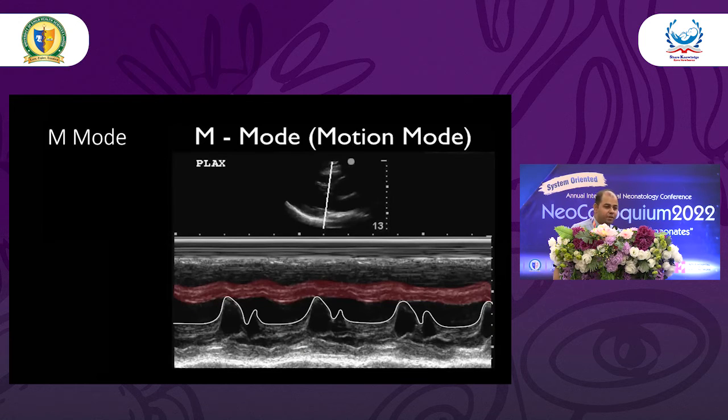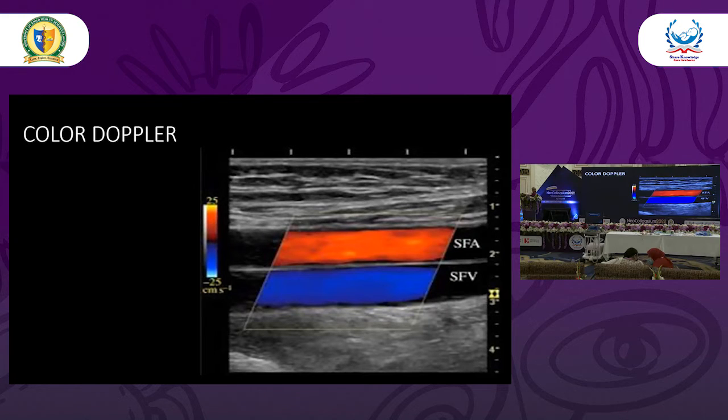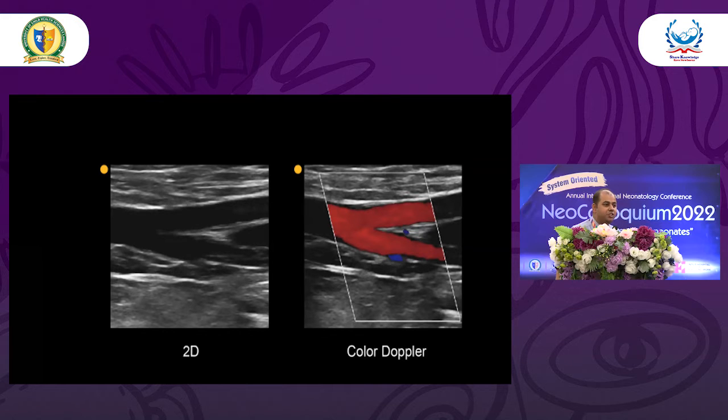Then there is an M mode. We'll not go into the details. It's mostly used nowadays in echocardiography. And then there is a color mode. If you appreciate this image, on the background of a grayscale image, we have added color. This is called a color Doppler image. And you can simultaneously see a color Doppler and a grayscale image on a single screen by selecting a few buttons and knobology on the ultrasound machine. With this, you can see both types simultaneously.